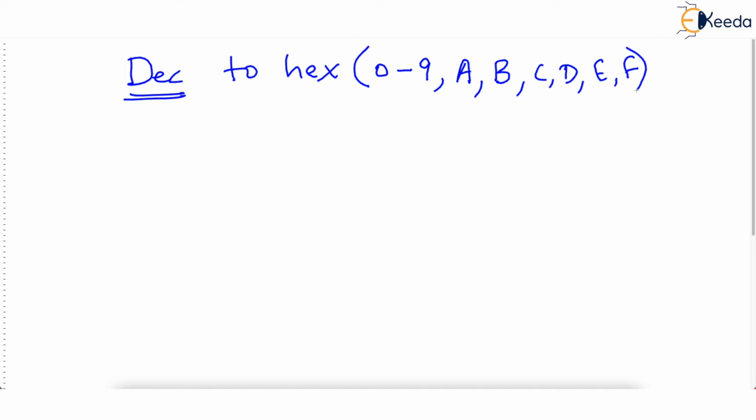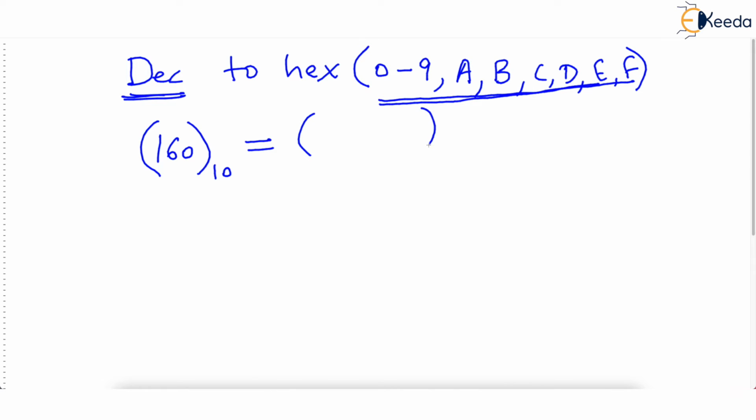So you can see these are the 16 digits, and you can form a number using any of these 16 digits. But in decimal, you can form a number using only 10 digits, that is 0 to 9. Let's take an example that we have a number 160, which is a decimal number, so base 10, and we want to convert this number into base 16, hexadecimal.